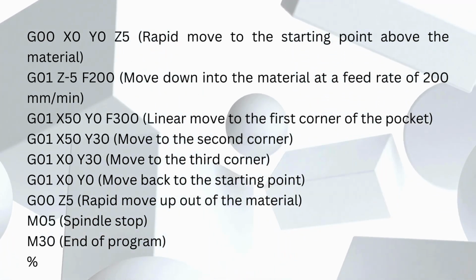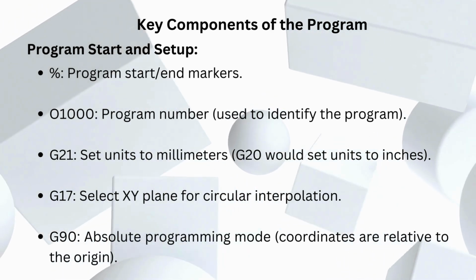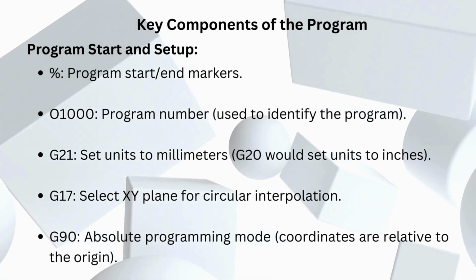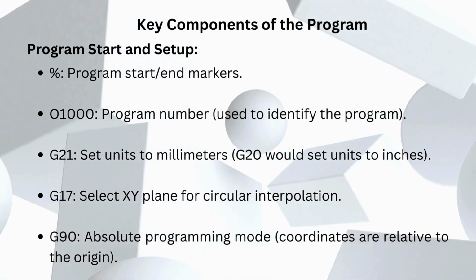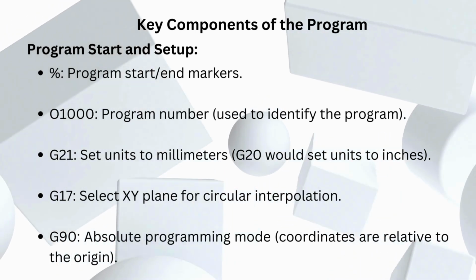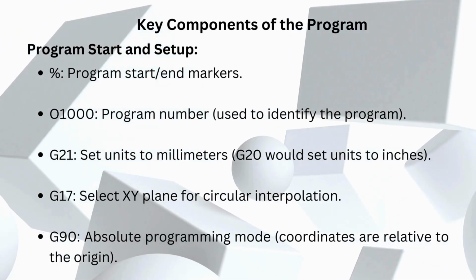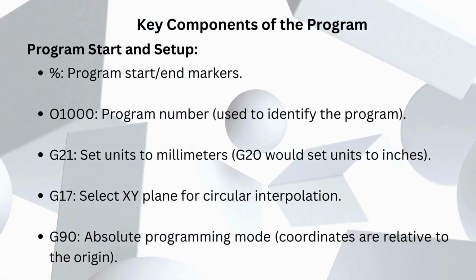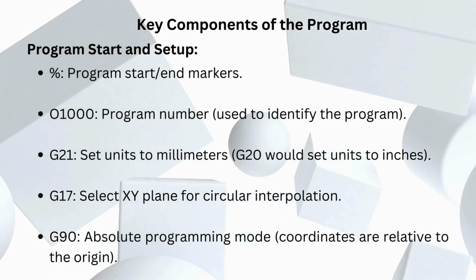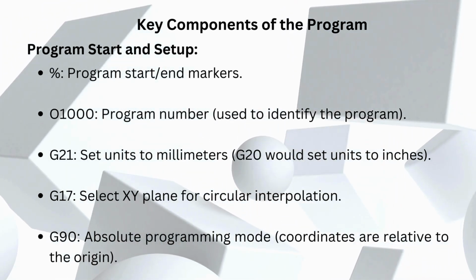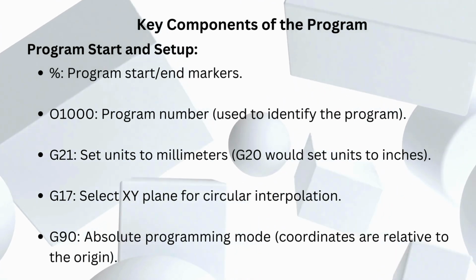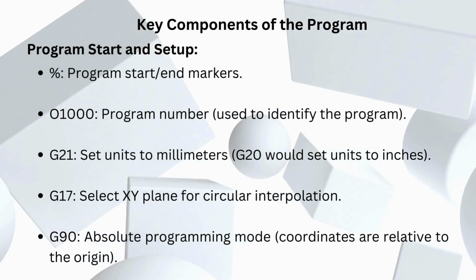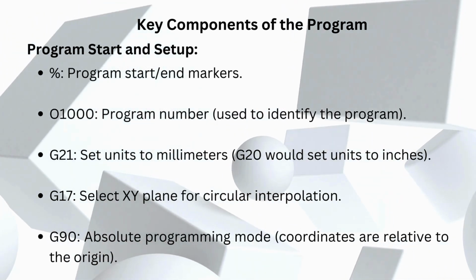Percent. Key components of the program. Program start and setup. Percent, program start/end markers. O1000, program number, used to identify the program. G21, set units to millimeters, G20 would set units to inches. G17, select XY plane for circular interpolation. G90, absolute programming mode, coordinates are relative to the origin.